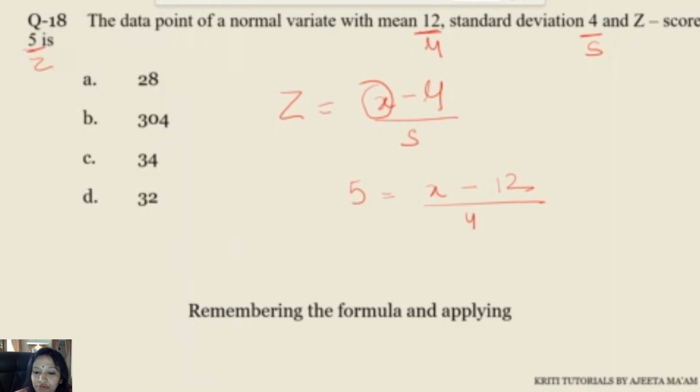Just check, everyone. So what will you get? 20 is x minus 12. So your x turns out to be 32. So that is option D. So it's a simple few-second question.